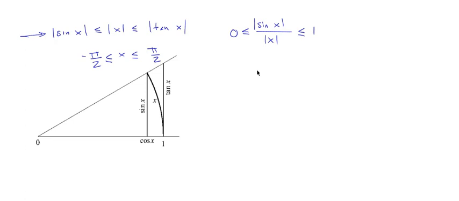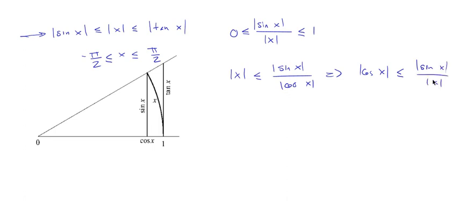So now, from this inequality we have that the absolute value of x is smaller than the tangent, but the tangent is just the absolute value of the sine divided by the cosine, right? We can rearrange this and say that the cosine of x is smaller or equal than the sine of x divided by the absolute value of x. But this is smaller than 1, so now we know that the cosine is smaller than 1, which we knew because that's the upper bound for the cosine.